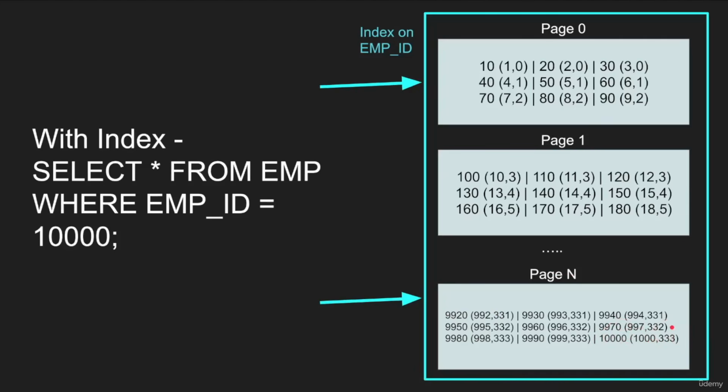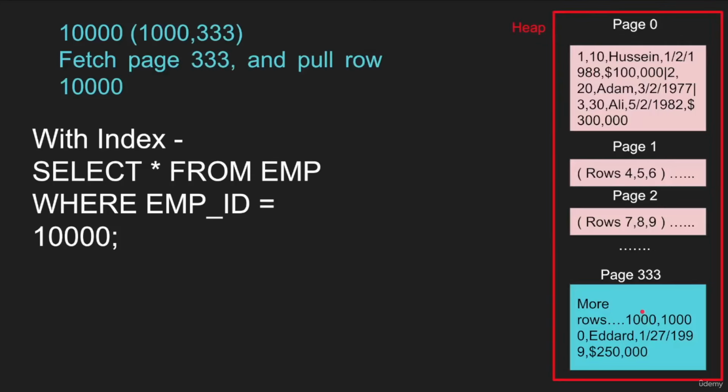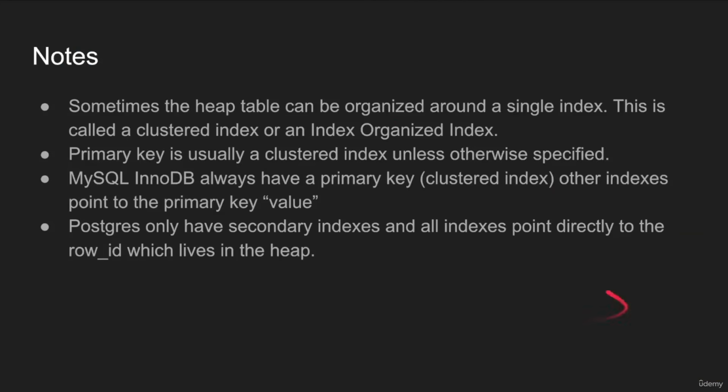And this is row ID 1000 and it's page 333. So once I got that tuple, that information, now I go to the heap and it says, okay, go to page 333 and pull row 10,000 and return it to the user. So immediately we know which page to pull, and immediately we get all the information. And then finally, I have some notes here that I just added so we can discuss in this lecture.